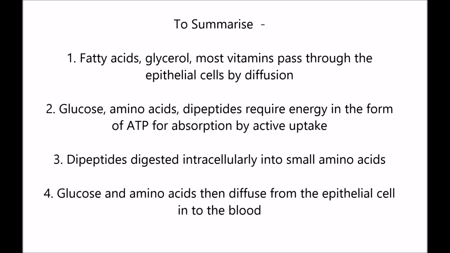Right, to summarise the whole process in the small intestine, fatty acids, glycerol and most vitamins pass through the epithelial cells by diffusion. Glucose, amino acids and dipeptides require energy in the form of ATP for absorption by active transport. Dipeptides are digested intracellularly into amino acids. Glucose and amino acids are then diffused from the epithelial cell into the blood.